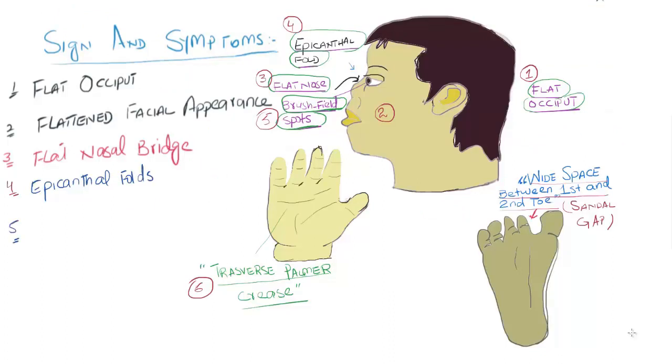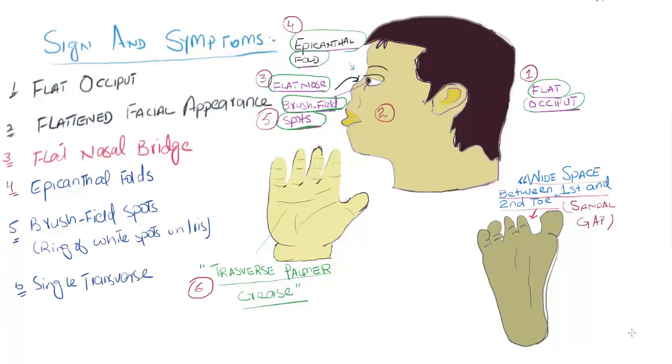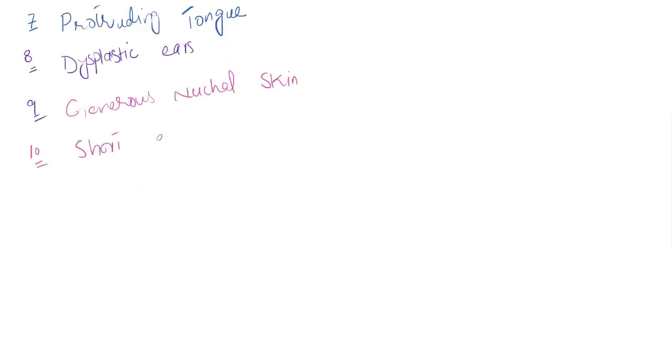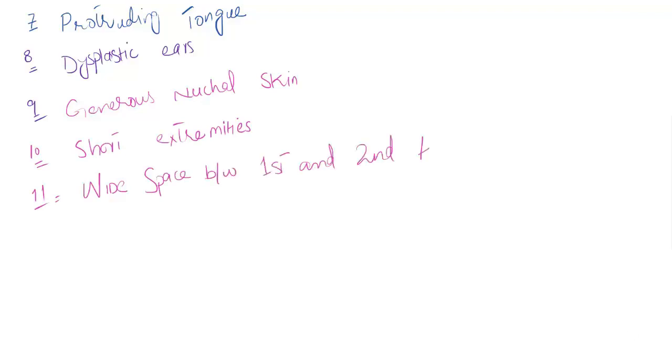Characteristic craniofacial findings include flat occiput, flattened facial appearance, and flat nasal bridge. There will be epicanthal folds, Brushfield spots, and protruding tongue. Dysplastic ears. There will be generous knuckle skin, short extremities, and wide space between the first and second toes. This is also called sandal gap. Dry skin will be there.